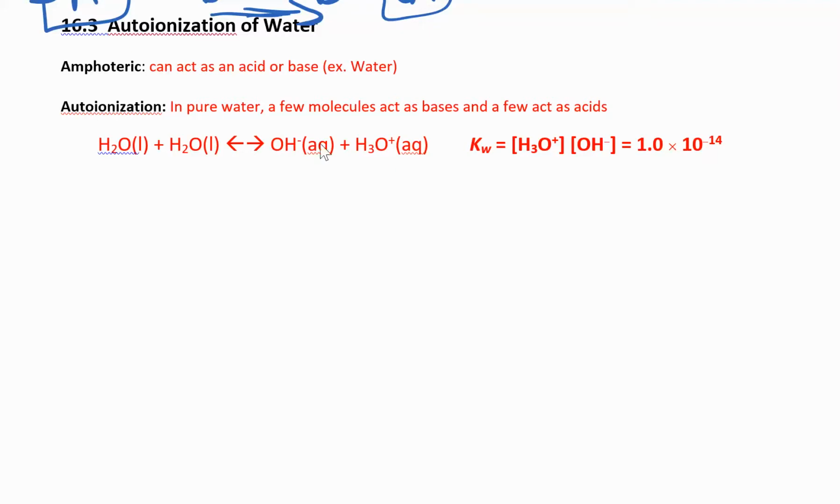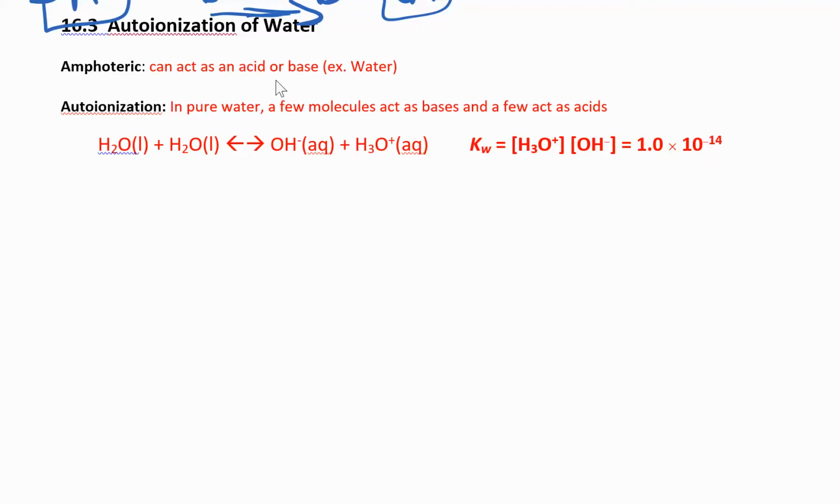Now we can look at the autoionization of water, which just means that water can self-ionize. So we said water is amphoteric, right? It can act as an acid or a base. We said it was amphiprotic before, which means it could gain or lose a proton. So amphoteric just means it can act as an acid or a base.